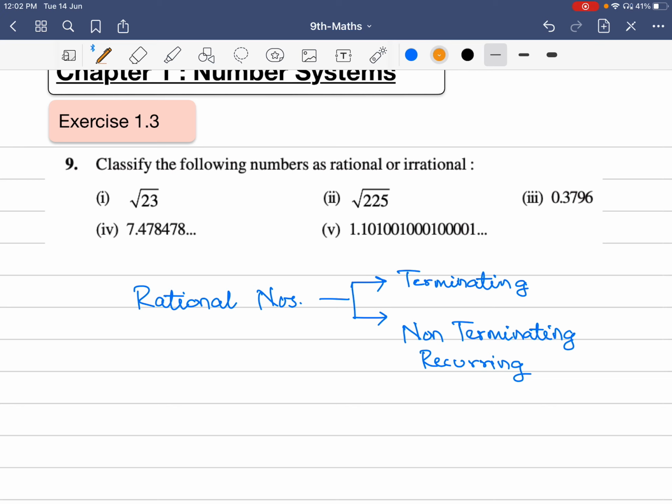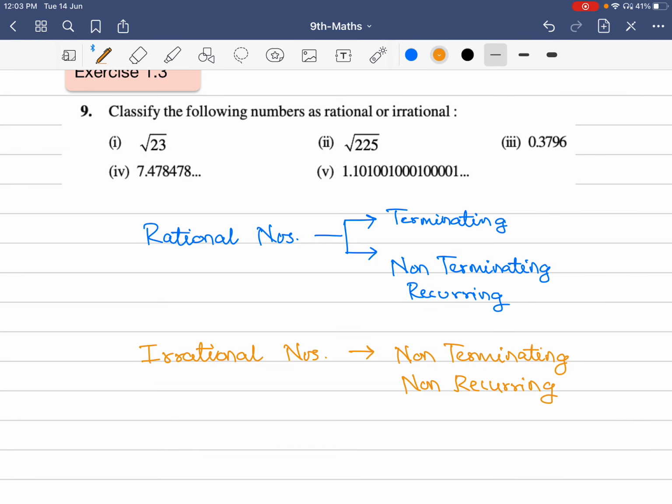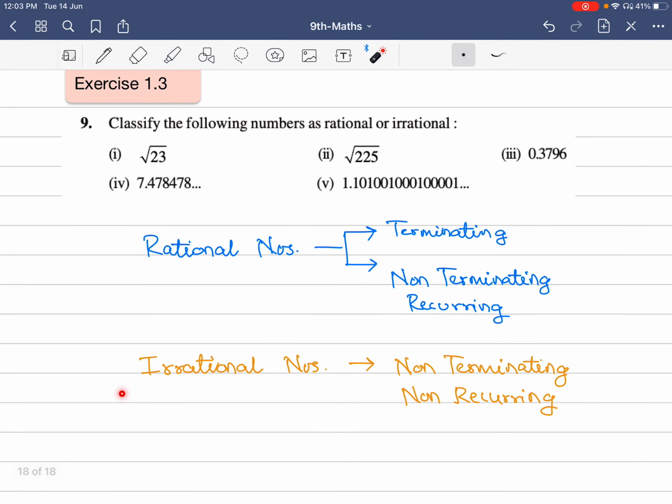Whereas when you think about irrational numbers, so let me just quickly write it down. So when you think about the decimal representation of irrational numbers, okay, it has to be non-terminating. So non-terminating, and it has to be non-recurring. So there cannot be any repetition of digits after the decimal point. Okay, so this is like the definition of rational numbers and irrational numbers and how their decimal representation will be represented. Now using this definition as our baseline, we can easily classify these numbers as rational or irrational.